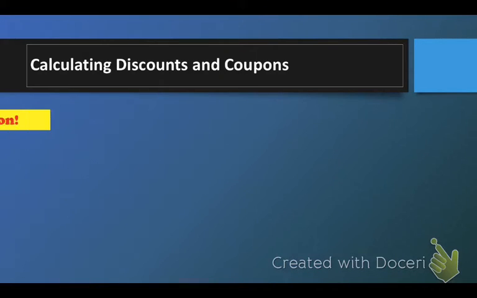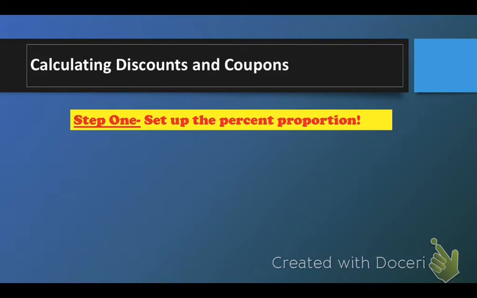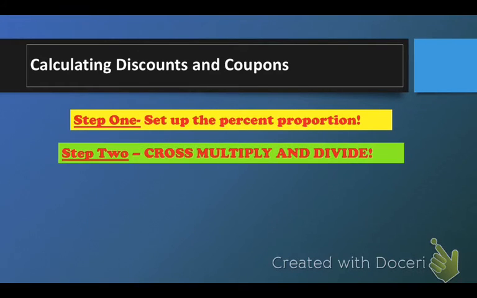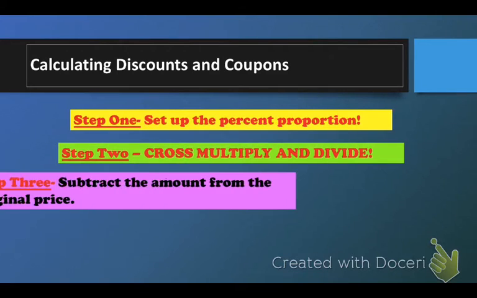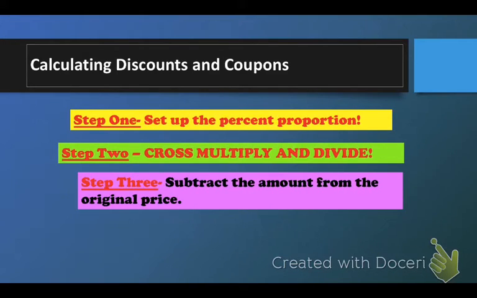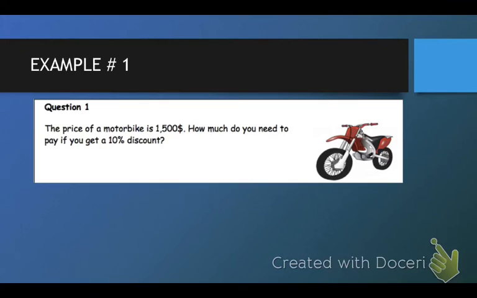When we calculate discounts and coupons, we're going to set up the percent proportion. Remember that is is over of equals percent over 100, or part over base equals percent over 100. Same thing. You're going to cross multiply and divide. And finally, for this one, you're going to subtract the amount from the original price. So we're going to get started.